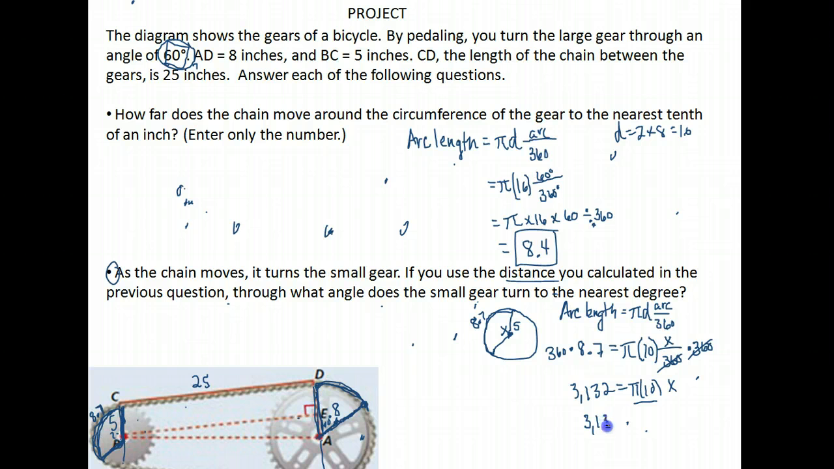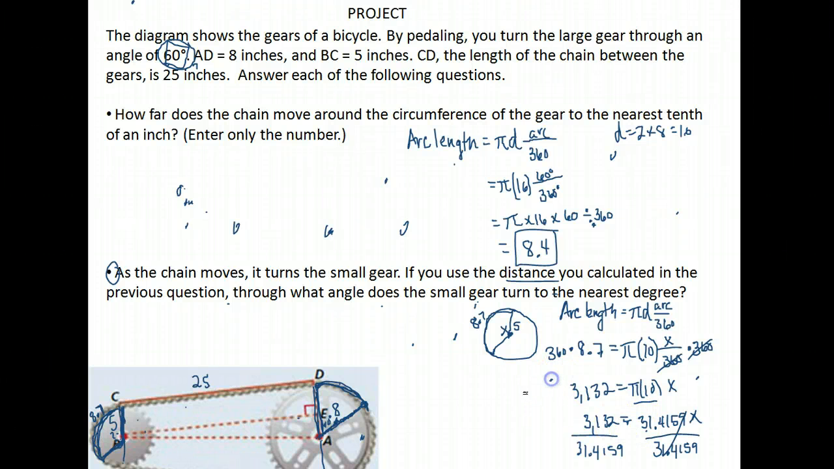So I get 3,132 equals 31.4159, where I'm going to cut that off, times x. I'm still solving for x. It's multiplied by 31.4159 right now. So to solve, I'm going to do the opposite and divide. So we take 3,132 and divide by 31.4159.